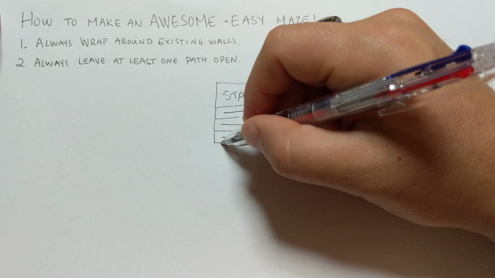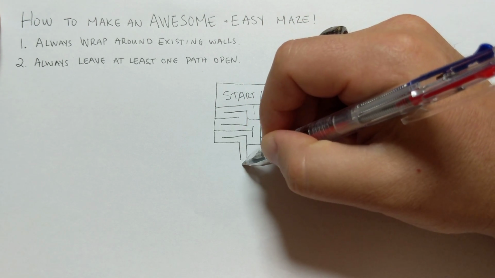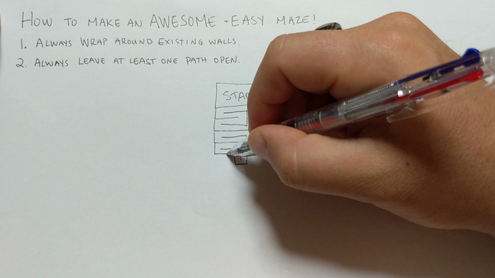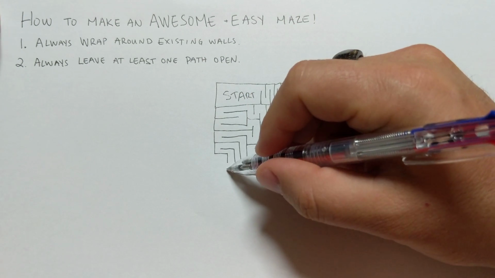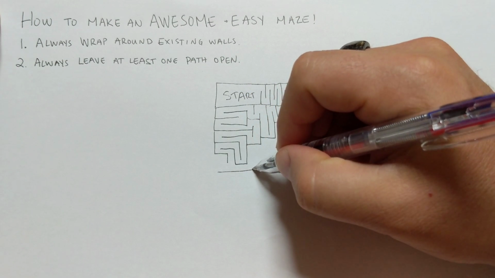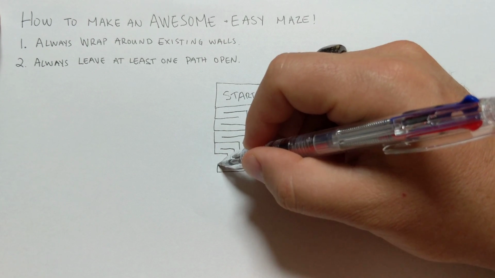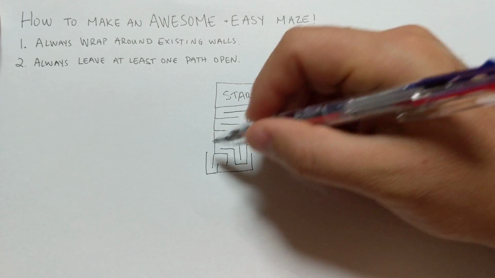Okay, so here you can see I'm wrapping. Here are some examples of how to wrap around a wall. Now if you want to make a choice, that's the only time when you don't wrap around a wall. Here I would just simply make a T, and then I could go either way. So now I have 2 paths.